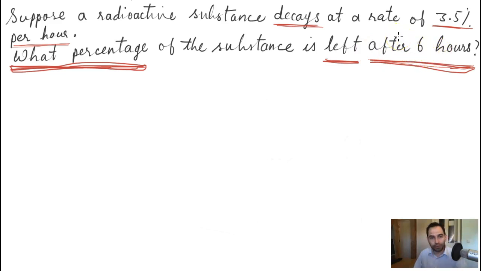Here are a few things that you need to pay attention to. First, we're talking about decay, and the decay rate is 3.5% per hour. Now you want to know what percentage. It's not about the amount, it's about the percentage. What percentage of the substance is left after 6 hours? Assuming that you have understood the whole problem, it's not about the amount decayed, it's about the amount left as a result of the amount decayed.